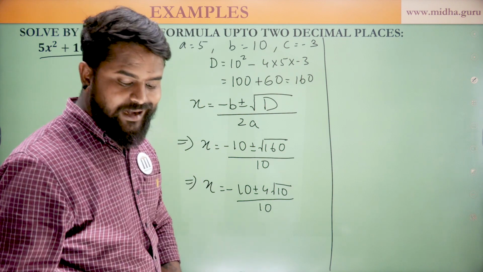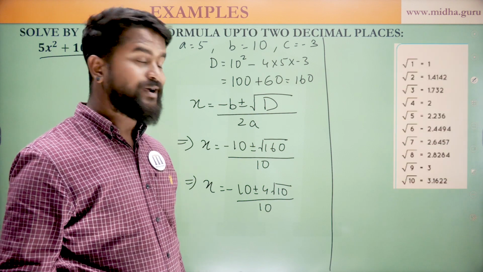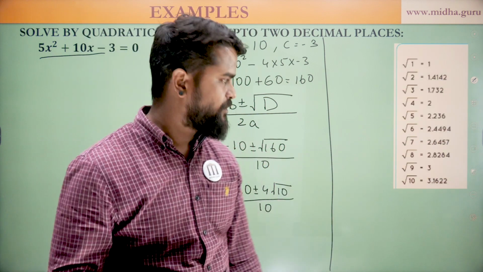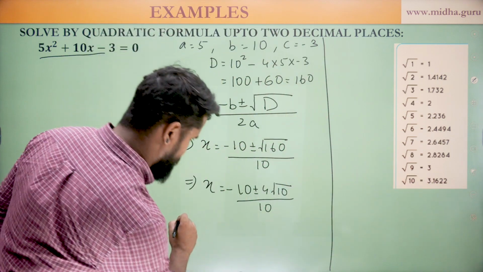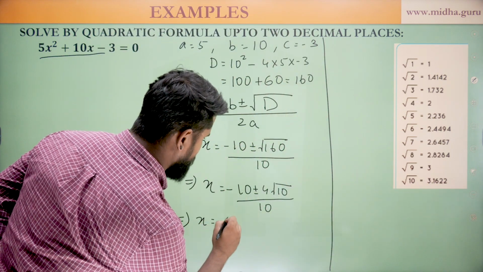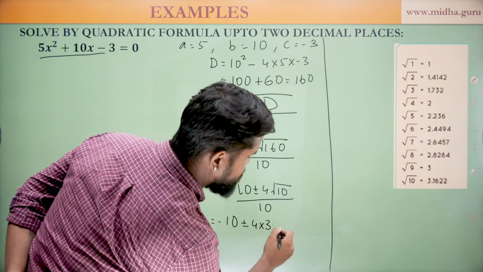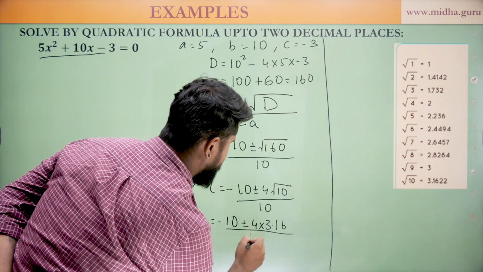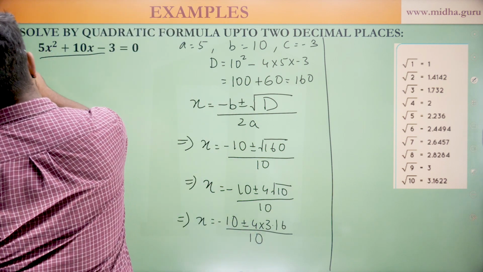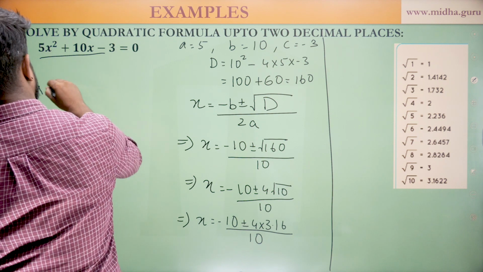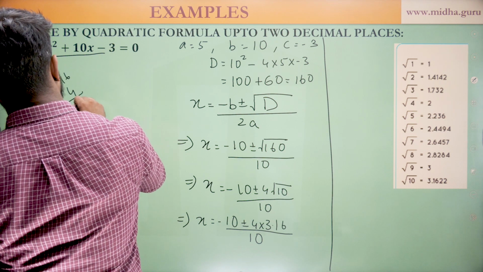Now again, I need the value of root 10, because I know 10 is not a perfect square. So again, I go back to my square root table. I see that the square root of 10 is 3.16. Minus 10 plus or minus 4 into 3.16, the whole divided by 10. So I multiply 4 into 3.16.